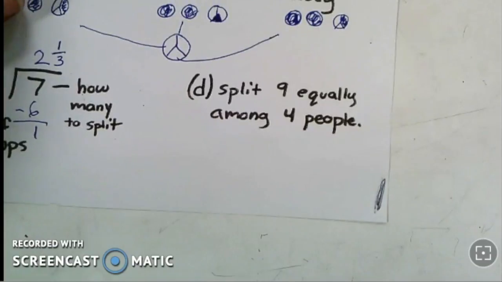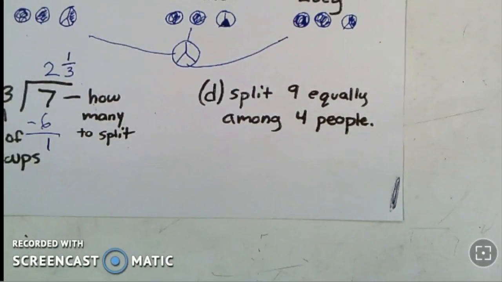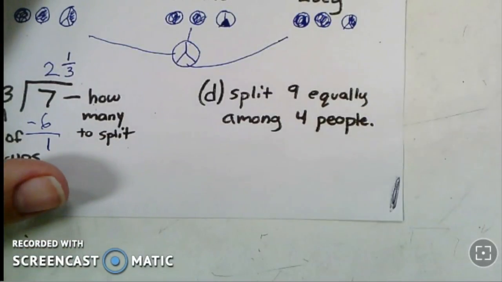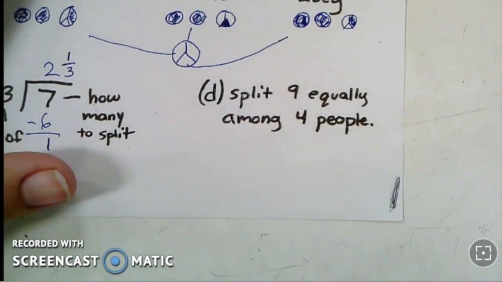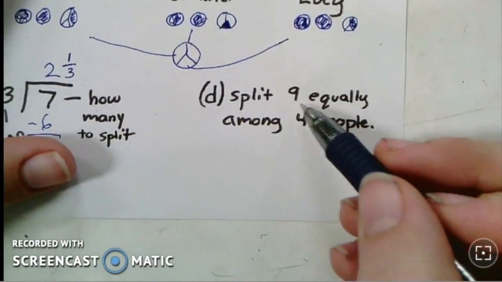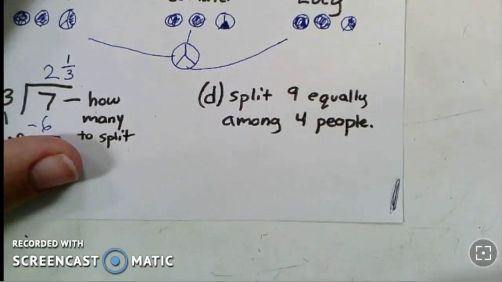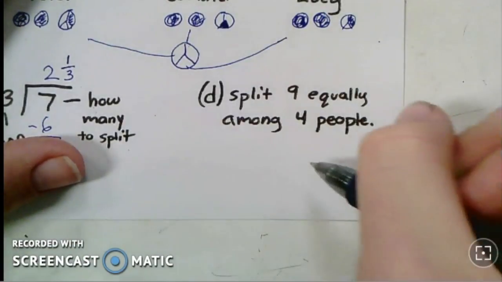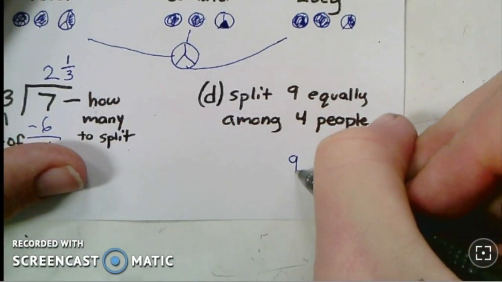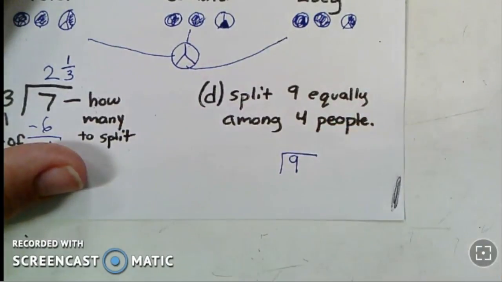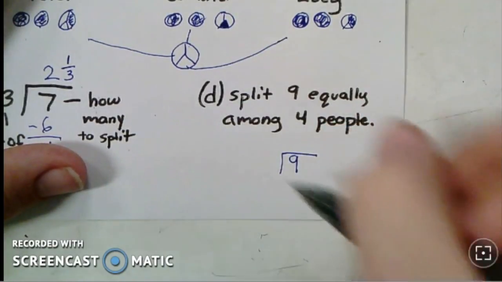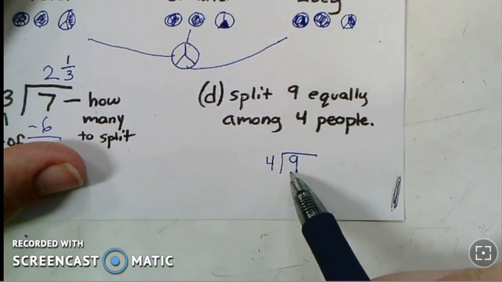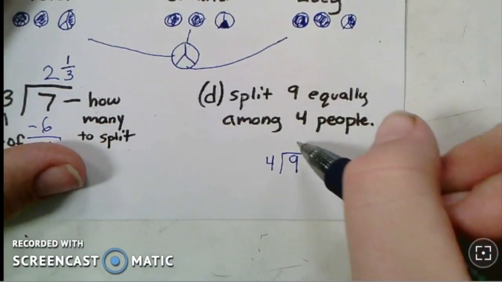Let's try one more example of the same thing and see if we can do it without drawing the groups. So split 9 equally among 4 people. Let's pretend that this is 9 cookies equally among 4 people. So this is a division problem. How many do I have? That's what I'm splitting, so that's going to go inside my box. And my divisor is how many groups I'm splitting it into. And now I'm going to divide it.